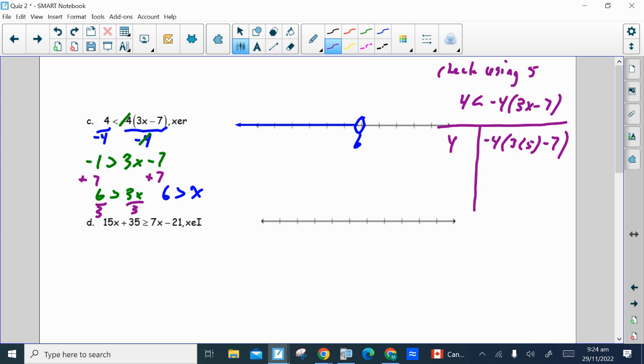I'm just going to check things over here one more time. So I divided both sides by -4. That gives me -1 on the left, and my inequality did reverse. So I added 7 to both sides. -1 plus 7 is 6. Oh, I divided by 3, and I wrote x is less than 6. It should be x is less than 2.